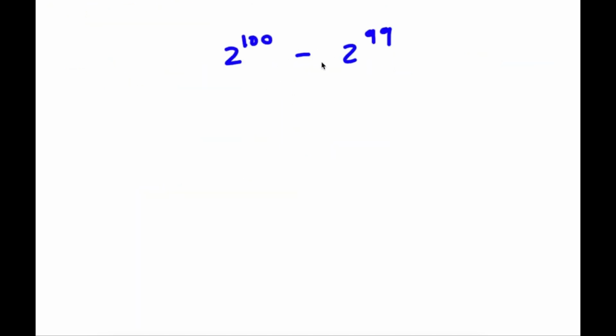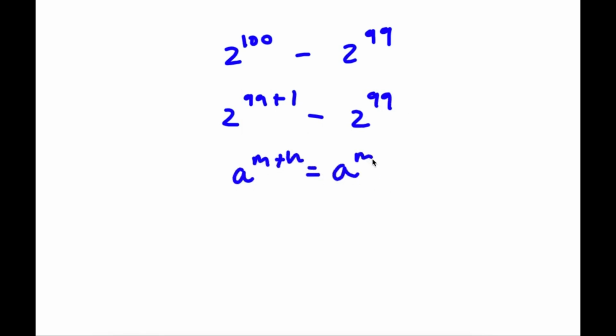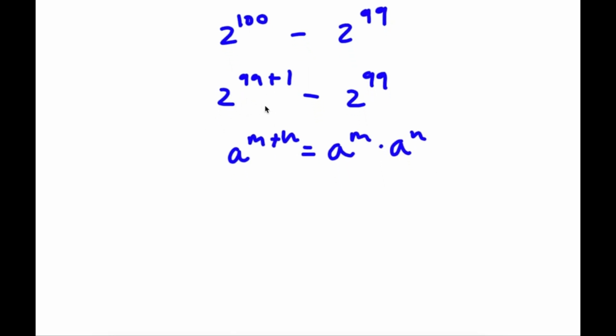Alright, so I have 2 to the power of 100 minus 2 to the power of 99. So 2 to the power of 100 we can rewrite as 2 to the power of 99 plus 1 minus 2 to the power of 99. Now, if I have something in the form a to the power of m plus n, this is equal to a to the power of m times a to the power of n. So in this case, for 2 to the power of 99 plus 1, I can rewrite as 2 to the power of 99 times 2 to the power of 1, and then I have minus 2 to the power of 99 at the end.